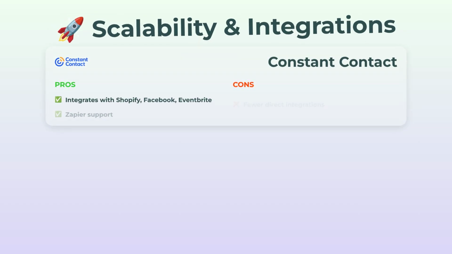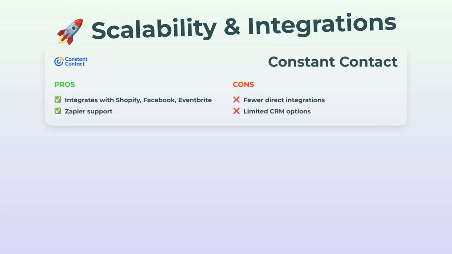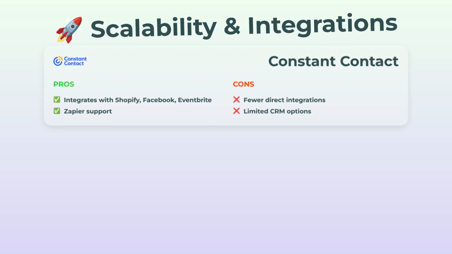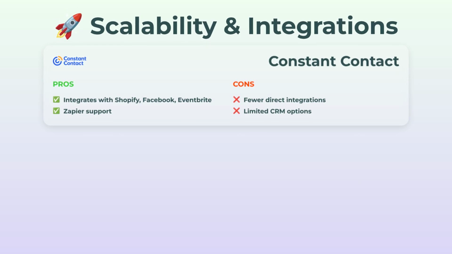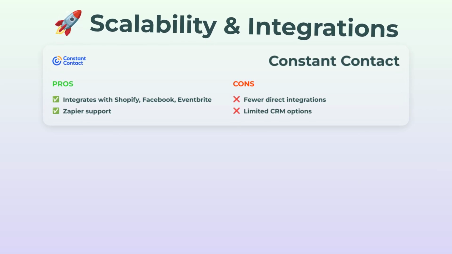Okay, scalability and integrations. Constant Contact hooks up to Shopify, Facebook, Eventbrite, and supports Zapier. Pretty good, but honestly, there aren't a ton of direct integrations, and CRM options are kind of limited.